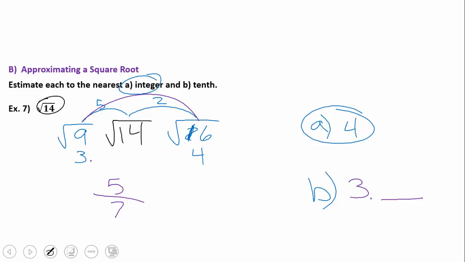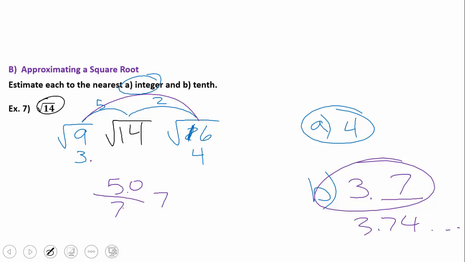And the way to do this real quickly without a calculator is just put a decimal and a 0. How many times does 7 go into 50? That's right, it goes 7. So my answer is 3.7. That's my approximation. If you use a calculator, you would find that the actual square root of 14 is 3.74... It goes on and on forever.